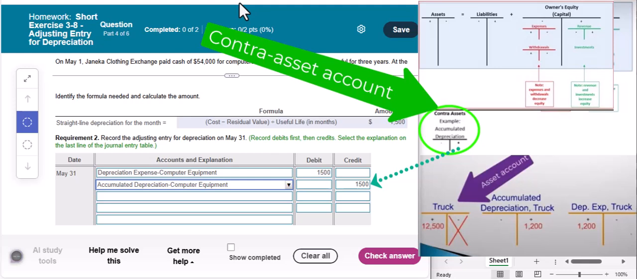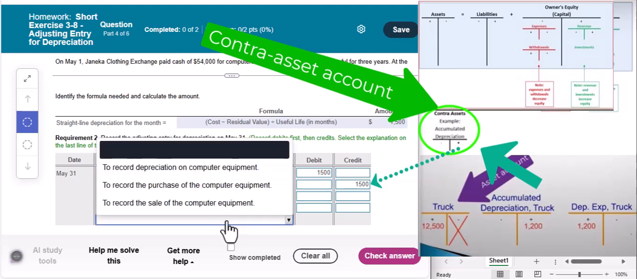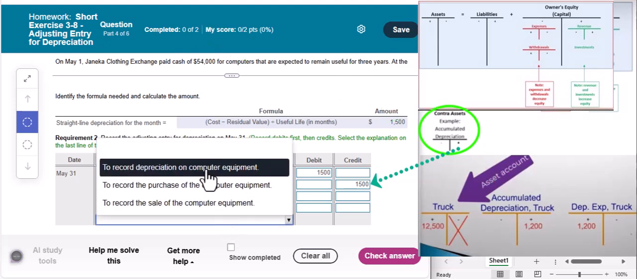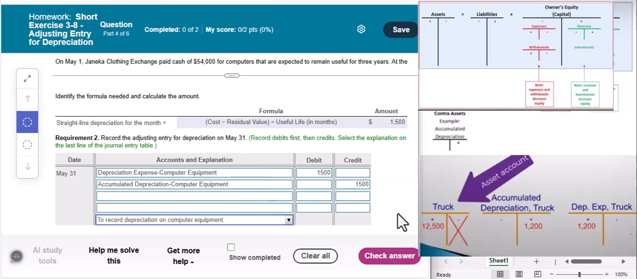And so here's our expanded accounting equation. I've now put the contra asset below assets because contra assets offset, or they're the opposite of assets. So notice the plus sign is on the opposite side. So as accumulated depreciation gets bigger and bigger, it needs to get bigger on the right side, which is the credit side, which I am crediting here in the journal entry. And then we will need an explanation here at the bottom. So that's going to be to record depreciation on computer equipment. Let's go ahead and check our answer.